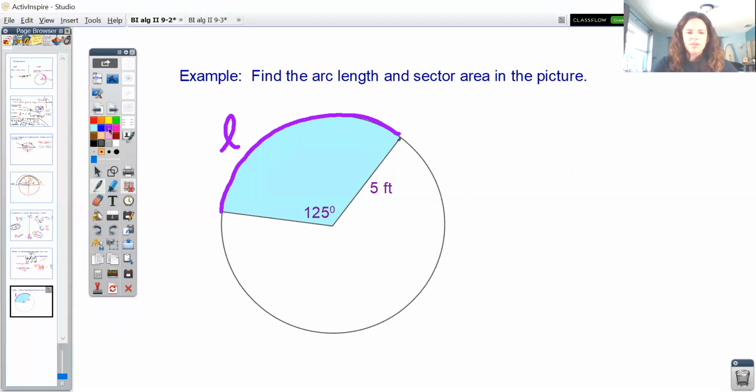And last but not least, arc length and sector area. So using our picture, I can see that my angle is measured in degrees. So instead of using the formulas, I'm going to want to just think of these as proportions of the circumference or proportions of the area.